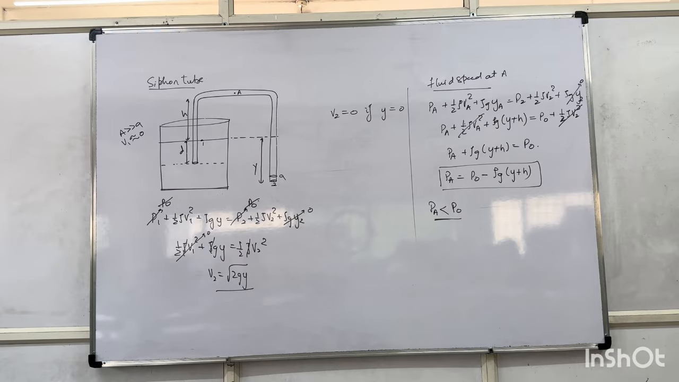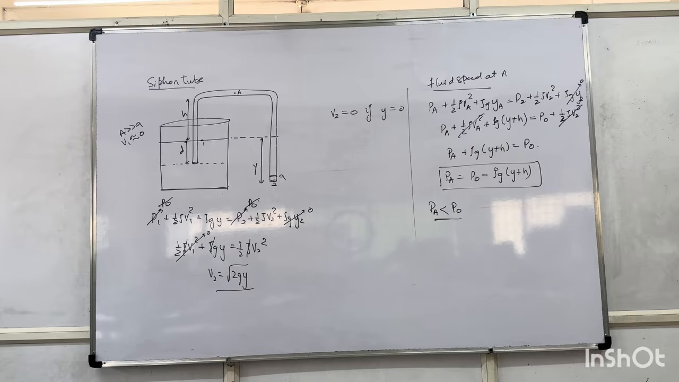Suppose you take the pressure here as P naught, when it is open to air. You take pressure P naught and solve. You will get the velocity V. With that velocity, calculate the height. You will get the same answer.